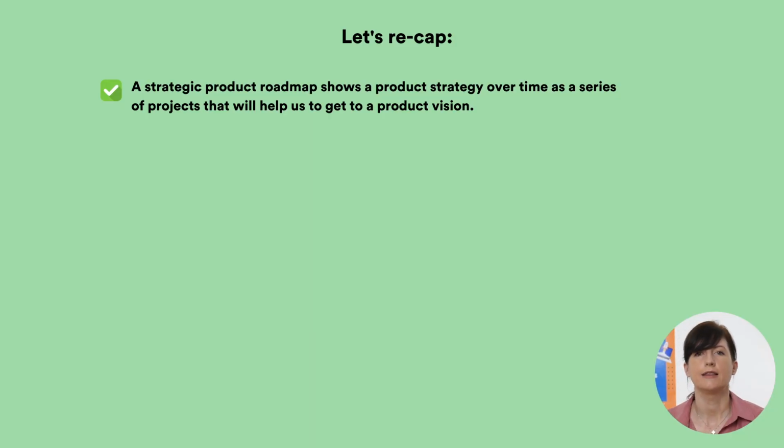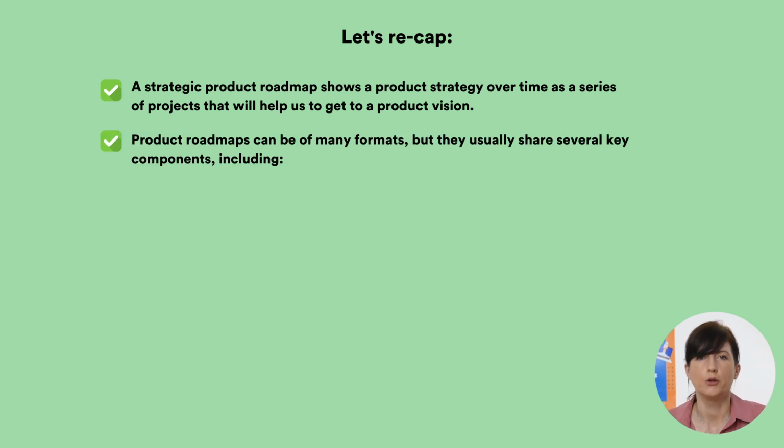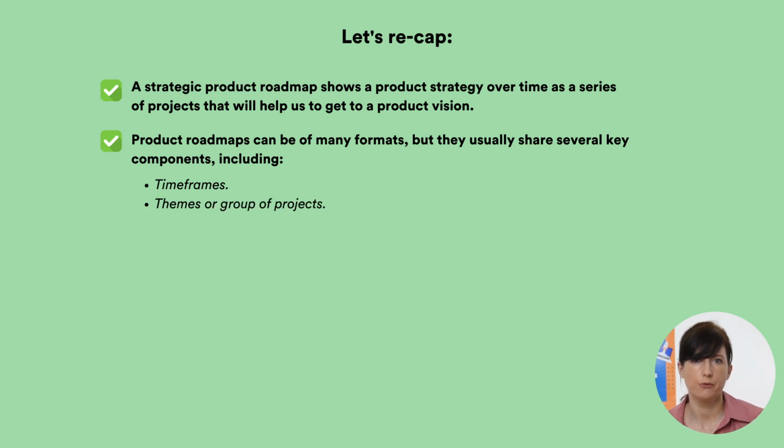Alright, I hope these examples convinced you on why knowing and understanding your company's strategic roadmap is important. Before moving to the next lecture, let's recap what we've learned. A strategic product roadmap shows the product strategy over time as a series of projects that will help us to get to a product vision. Product roadmaps can be of many formats, but they usually share several key components, including timeframes, themes or group of projects, as well as business goals.